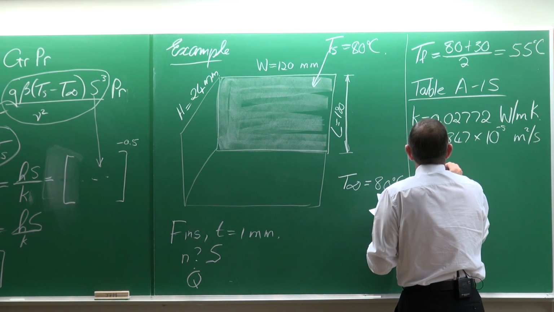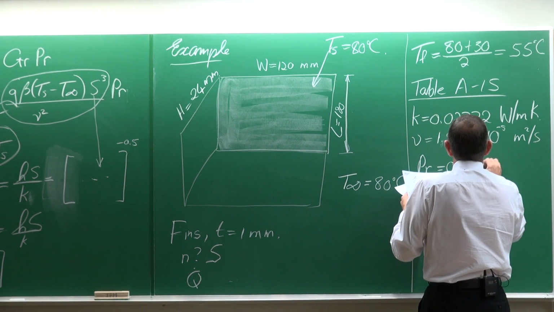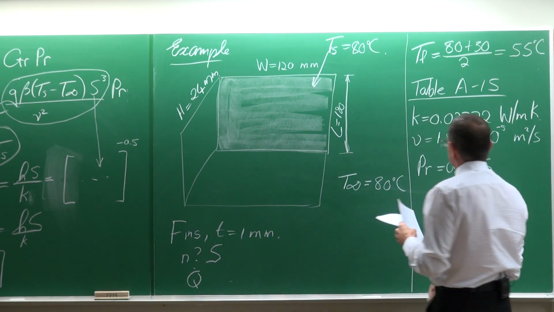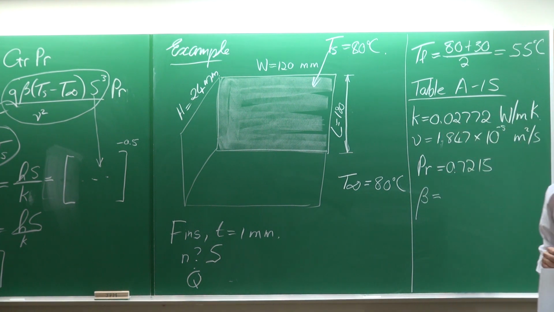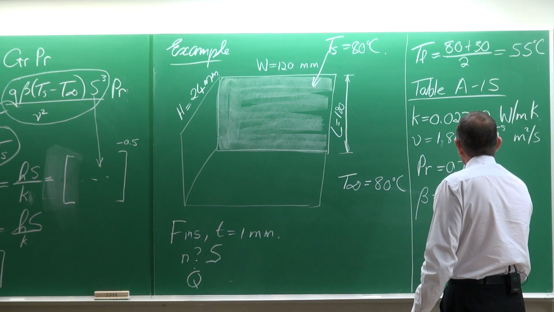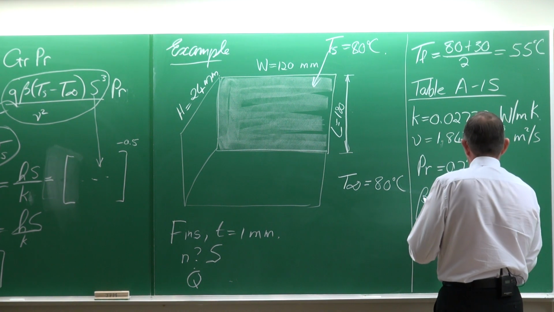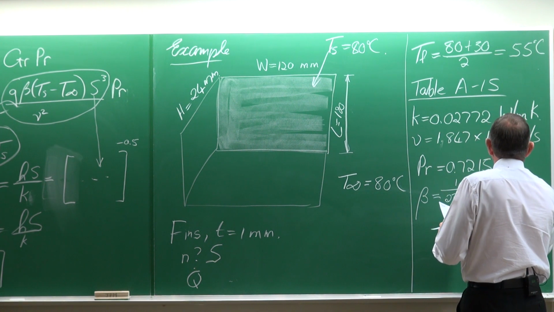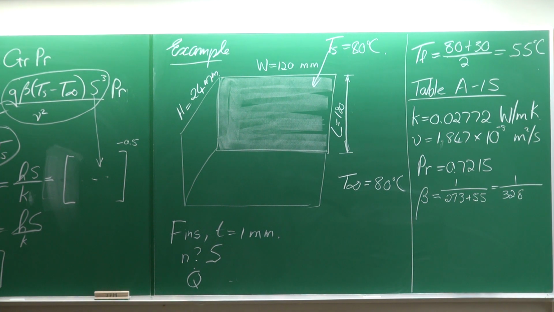The Prandtl number is equal to 0.7215, and beta is not given in the table, so we are making the assumption that the air is an ideal gas. So it is 1 divided by the temperature in Kelvin, 273 plus 55, which is equal to 1 divided by 328 per Kelvin.